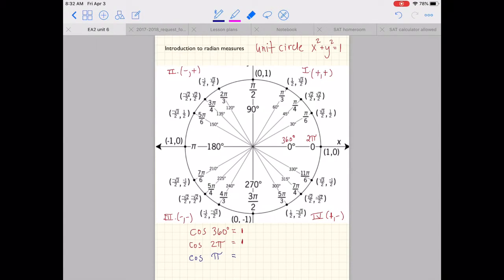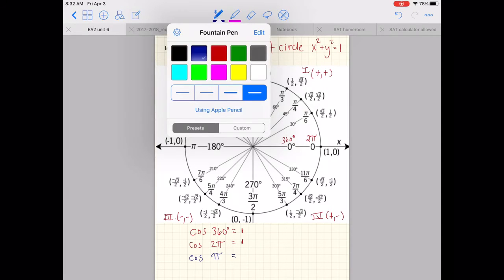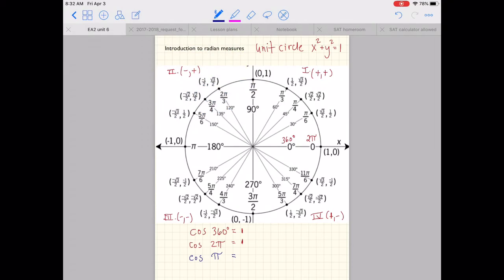You'll notice with radians, I don't have any kind of label. So we do have to assume that if there is no label, it's in radians. That's why we always put a degree symbol for degrees. All right, so the cosine of pi. Well, cosine is x, pi is 180, and x is negative 1 there. And so you can see how you would fill in your answer.